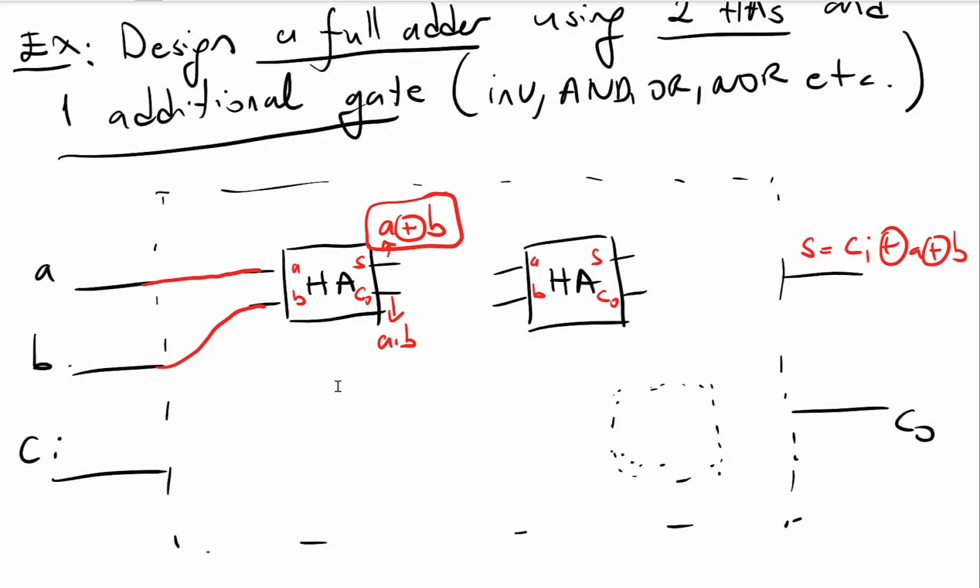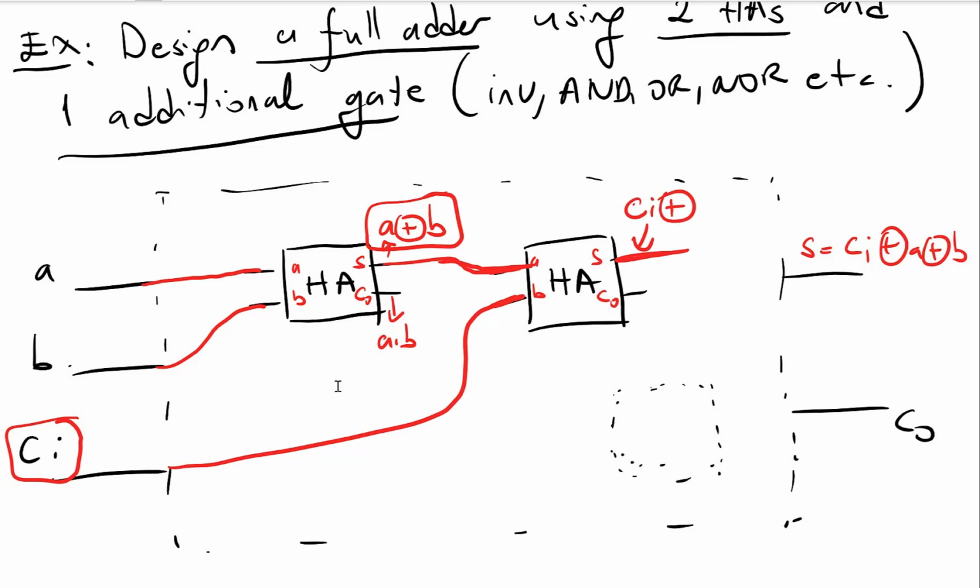So I got one A XOR B here, and I have my carry in here. If I connect this A XOR B here, and connect carry in here, what will I get here? I will get C in XOR A XOR B. So I can connect it here. So now I got my sum using 2 half adders.